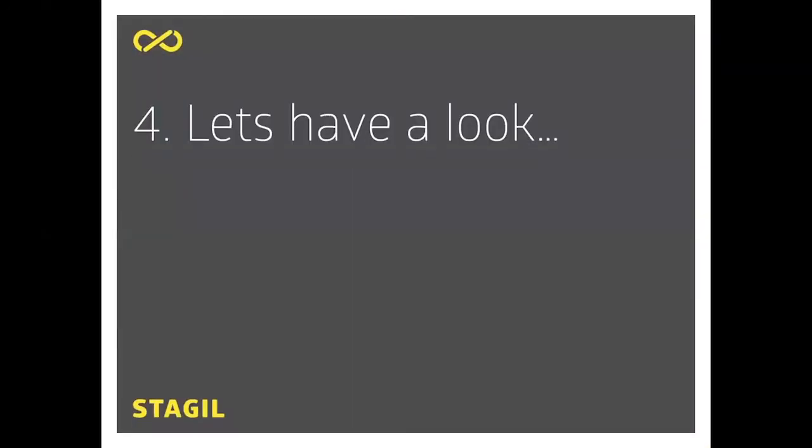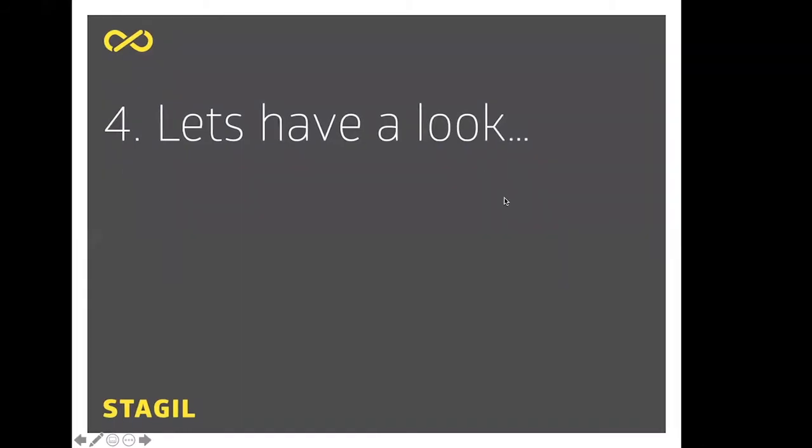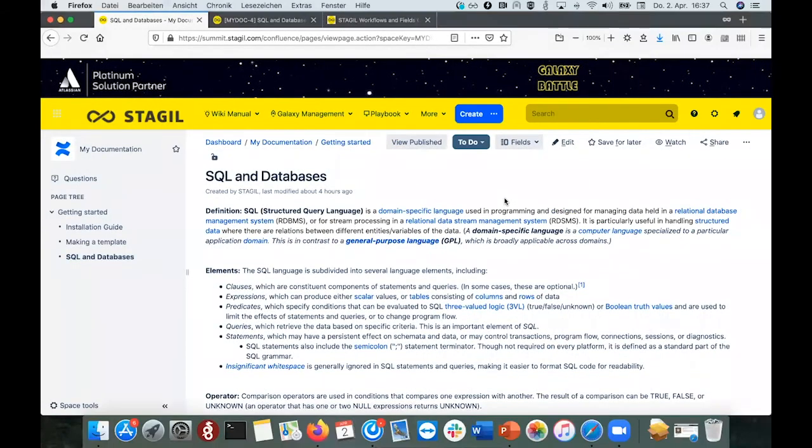So let's have a look at how this will look in practice. We have our documentation page, and you can already see that there are different statuses here. There's a publish view, which I will refer to later on. And you can see that this document is in to-do status. So we need to do some rework here.